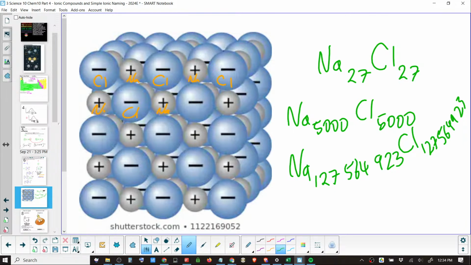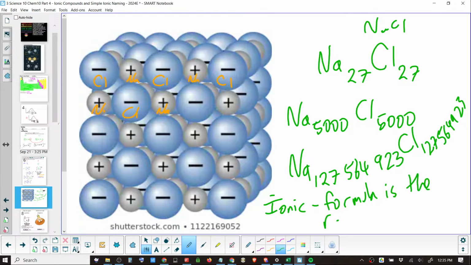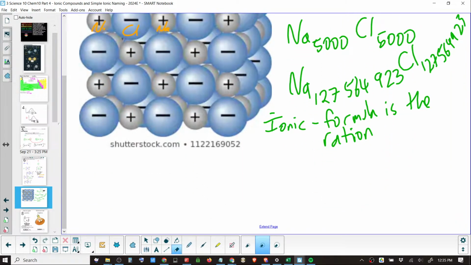However, why do we then say that the actual formula is NaCl? What is the same about all of them, if not the number? The ratio. Yes, they have a 1-to-1 ratio. So the formula for ionic compounds is the ratio. Not a ration, as I just wrote. But then I'll underline it, and I'll maybe put in brackets, it is the simplest ratio.